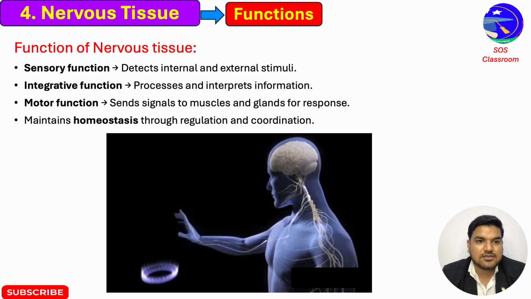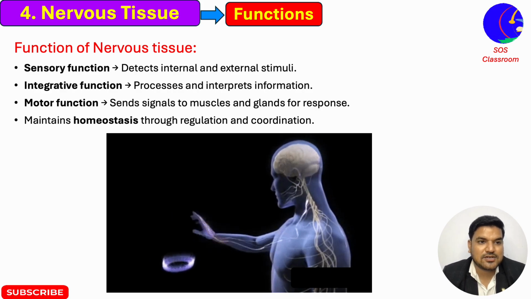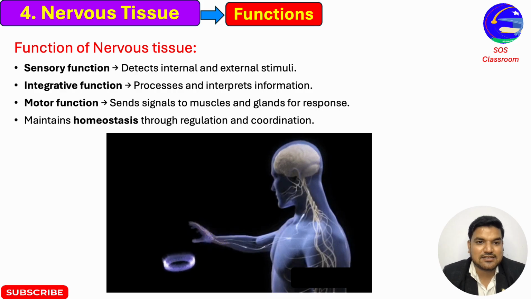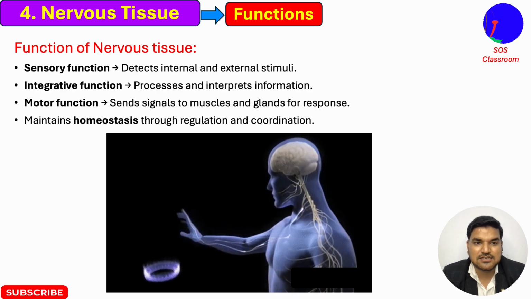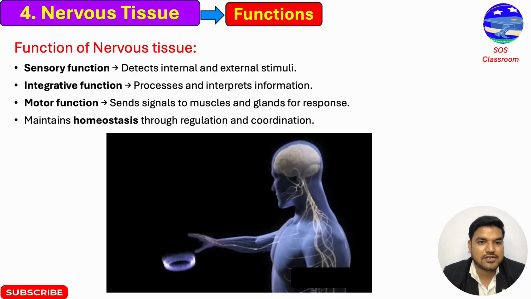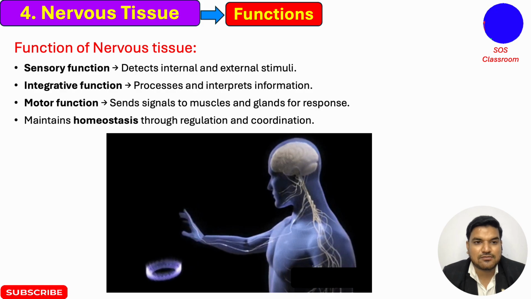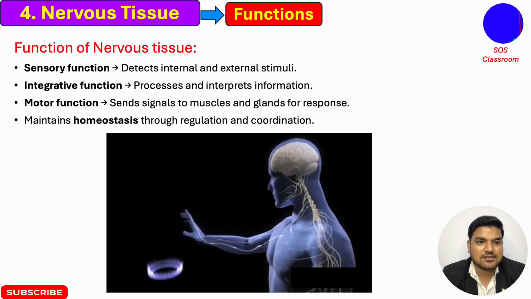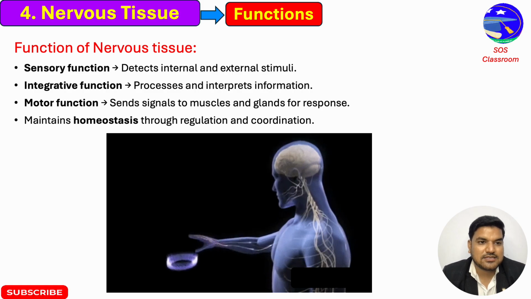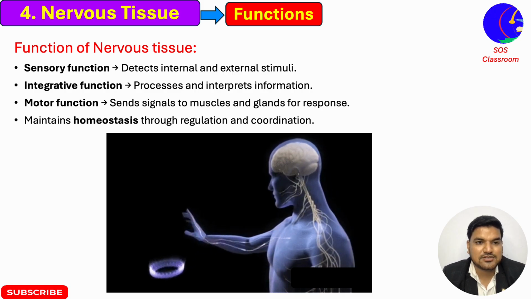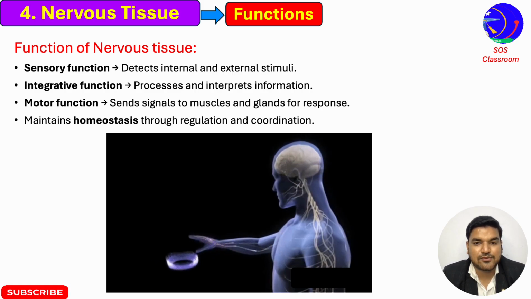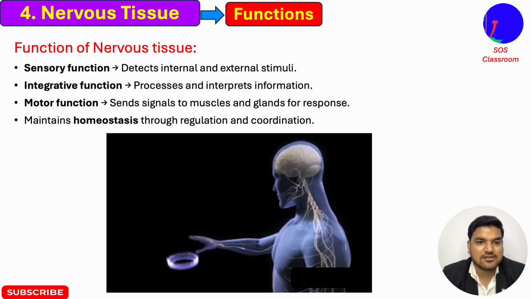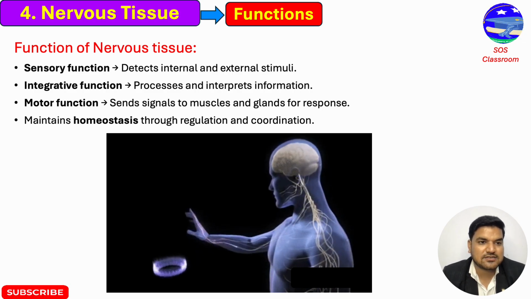Next are the functions of the nervous tissue. Nervous tissue has a sensory function. Sensory function means detecting internal and external stimuli, external stimuli from the external environment, and internal stimuli from the internal body, like different types of activity occurring in the body. Next is integrative function. Integrative function means processing and interpreting information, meaning working on signals and taking action on signals.